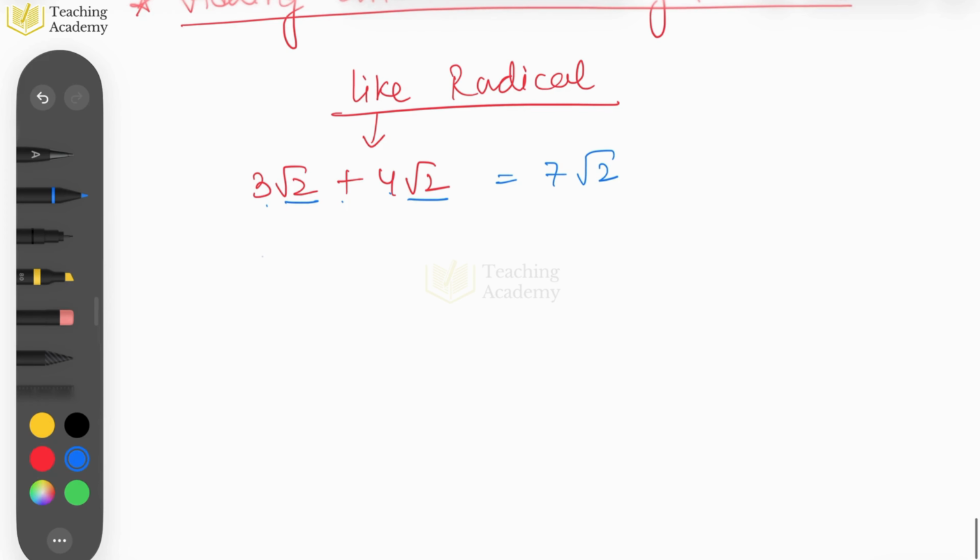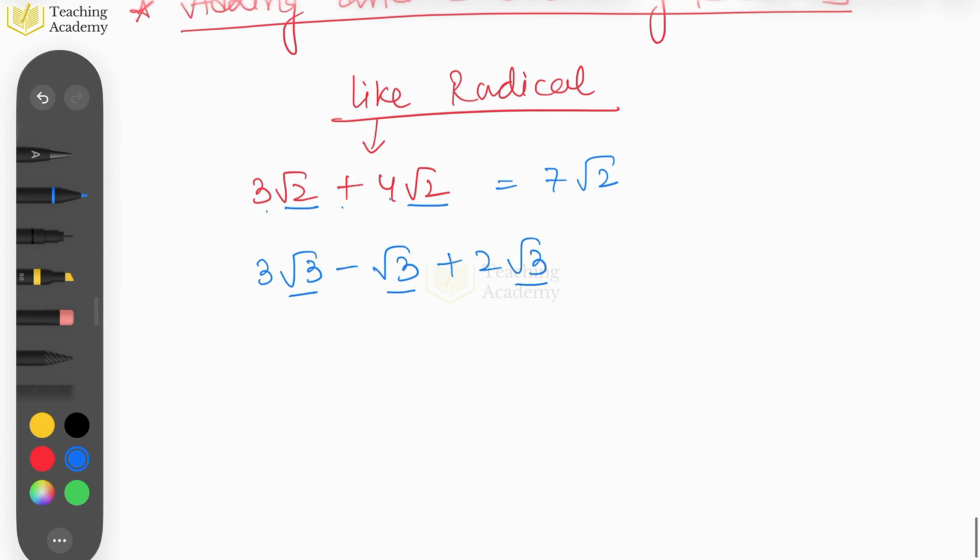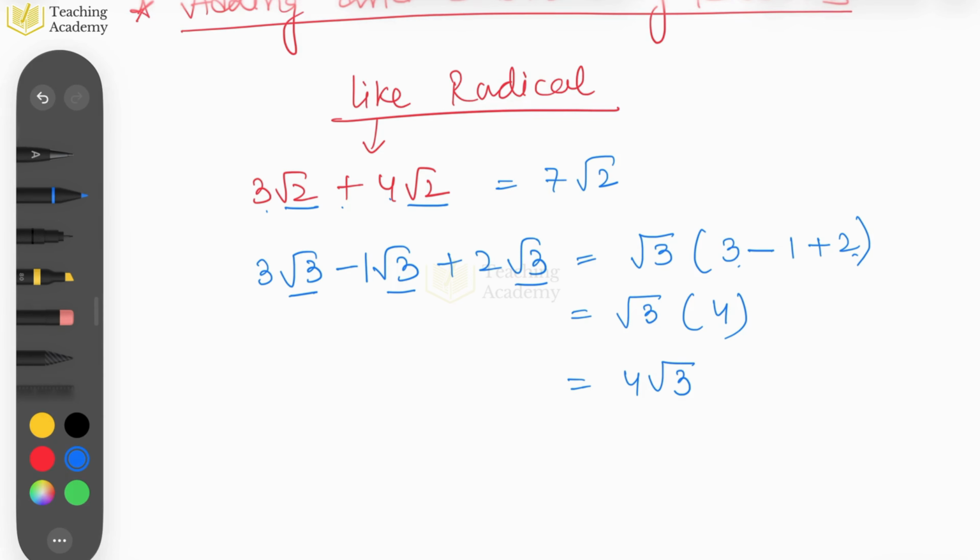Let's take a few more examples. If I see 3 root 3, negative root 3 and plus 2 root 3. If this is a question, I can see that all of them have root 3 as a common thing, right? You can do it like this as well. You write root 3 as common and the numbers in front are 3 here. If it is nothing, you can write 1 here. So it is negative 1 plus 2, like this. So it can easily come out to be root 3 times, and 3 plus 2 is 5, 5 minus 1 is 4. So the answer is coming out to be 4 root 3. That's your final solution for this.